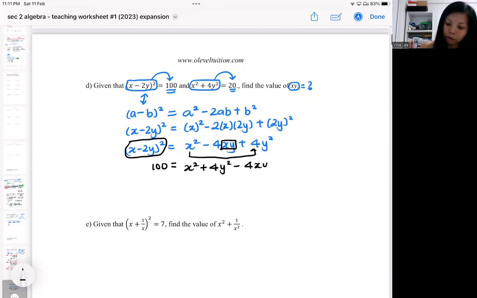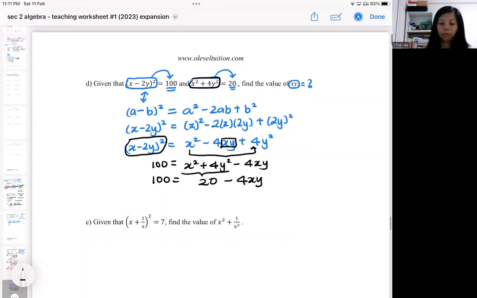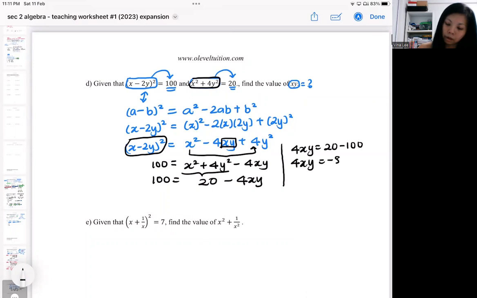Okay, why do I want to put this together? Because the whole thing is a 20. So I've got to lump the whole thing first. The whole thing is a 20. Then from here, I slowly reshuffle. I slowly reshuffle and I get my xy.